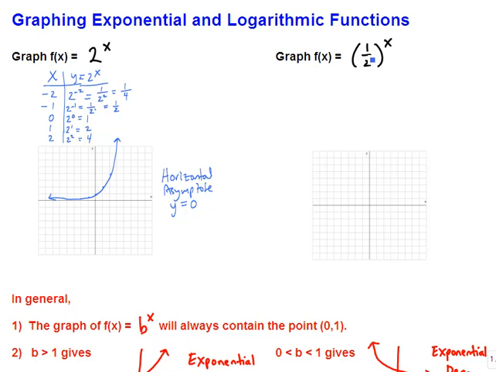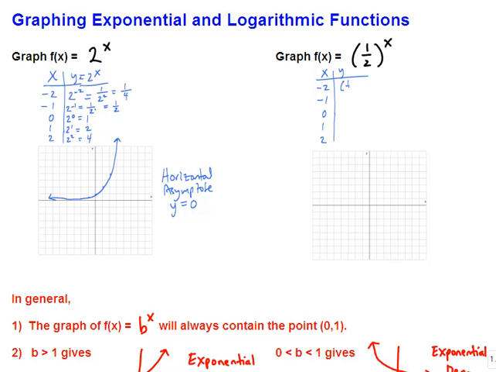This time the base is going to be 1/2 to the x. This is called an exponential function because the base is a constant and the variable is up in that exponent, up in that power. So let's make our table again, and I'm going to use the same x values that I used before, -2, -1, 0, 1, and 2.